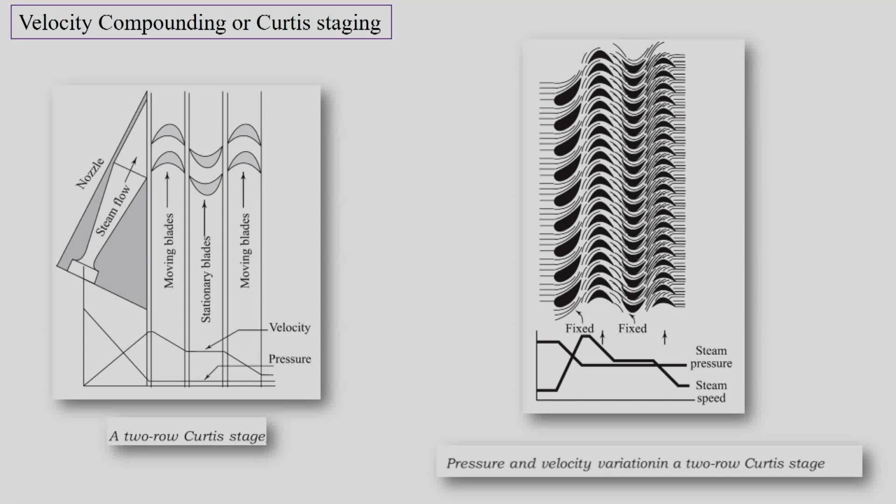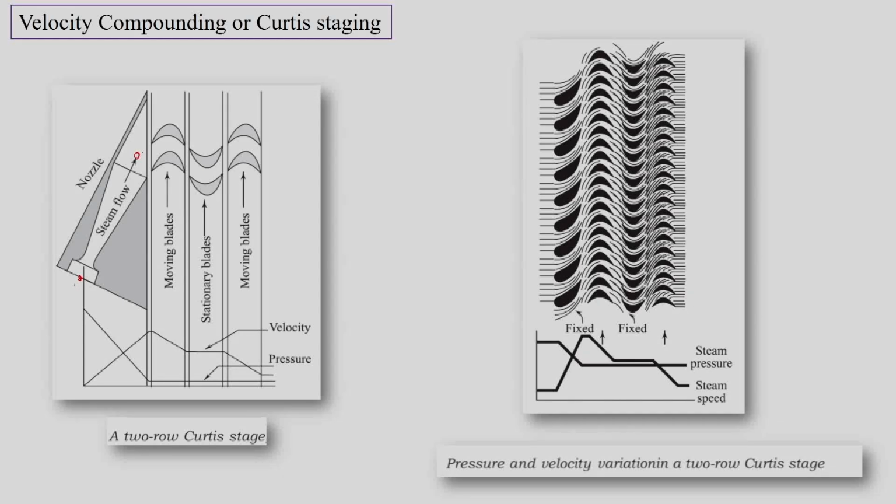Now, we will see the next staging, called Curtis staging or velocity compounding. This is a second type by which we can reduce the constructional dimensions, or we can have basically lower speed. In case of velocity compounding, we will have a first nozzle which will completely expand the steam from boiler pressure to condenser pressure. It is very important.